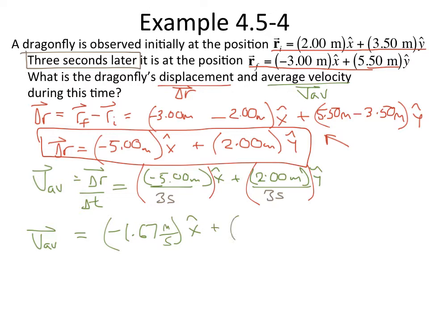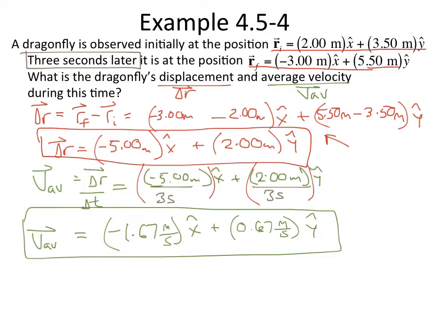Let's do the same thing for the y hat, and then we'll be done. What's 2 divided by 3? That's 0.67. 0.67 what? Meters per second, and that's in the y hat direction. So we've written a vector in unit vector notation for average velocity because we closely related it to the unit vector for change in displacement, because they are closely related. So that's it. That's example 4.54.